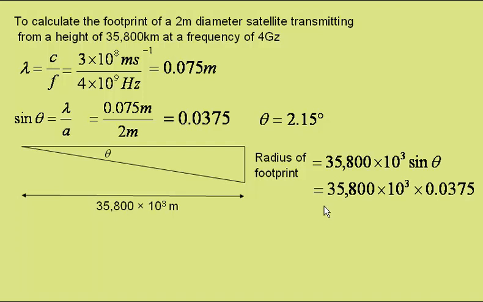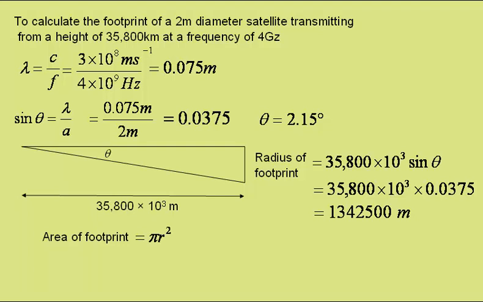Putting in the value for sine theta, this is 35,800 times 10 to the 3 times 0.0375 that we found up here. This gives a value of the radius of the footprint of 1342500 meters.